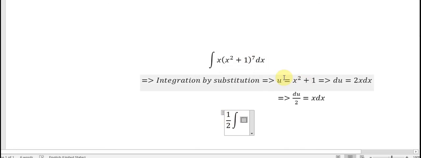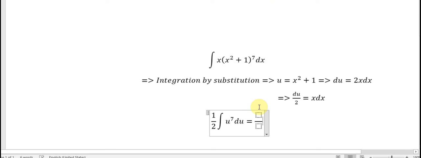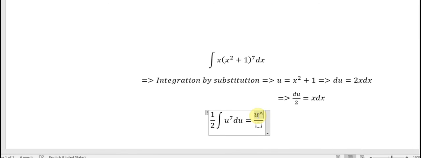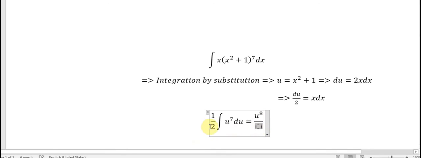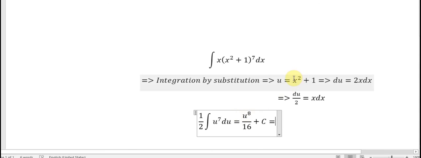1/2 we put outside, and we replace with u, that's u to the power 7 du, so that we have u to the power 8, and we have 8 here, and we have 2. That's 16, plus c, and u here we put back to s squared plus 1.